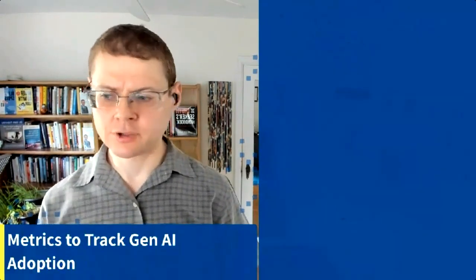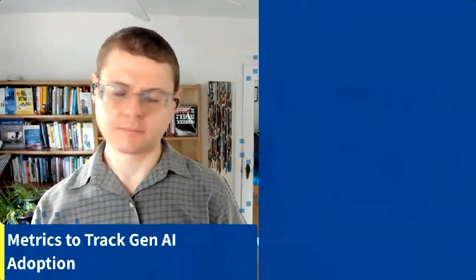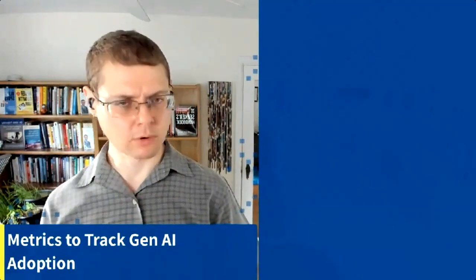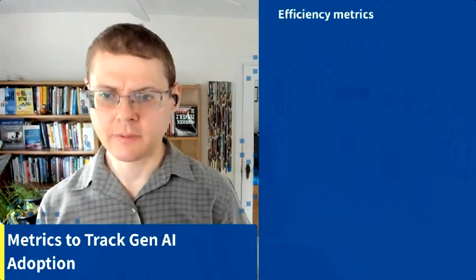So those are the 7 steps that you want to be thinking about for a comprehensive generative AI adoption strategy. Let's talk about the metrics part of it, because I think the other things are going to be more clear and explained by the first half of the presentation.